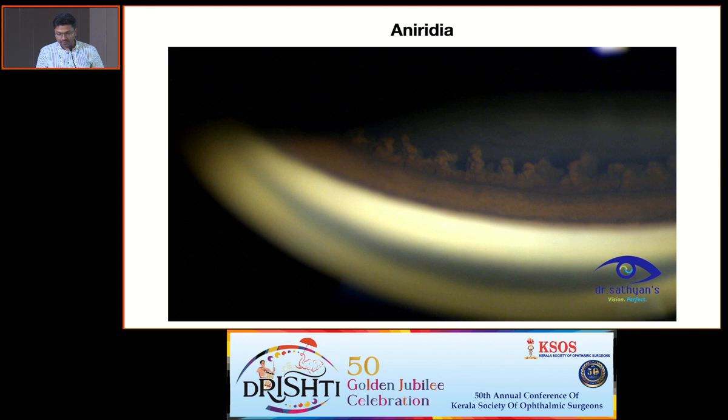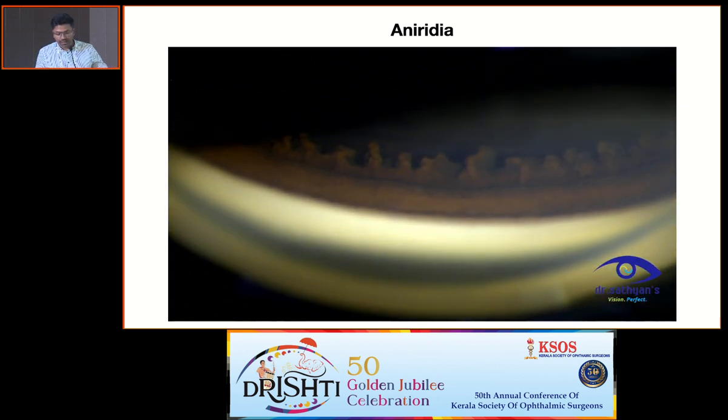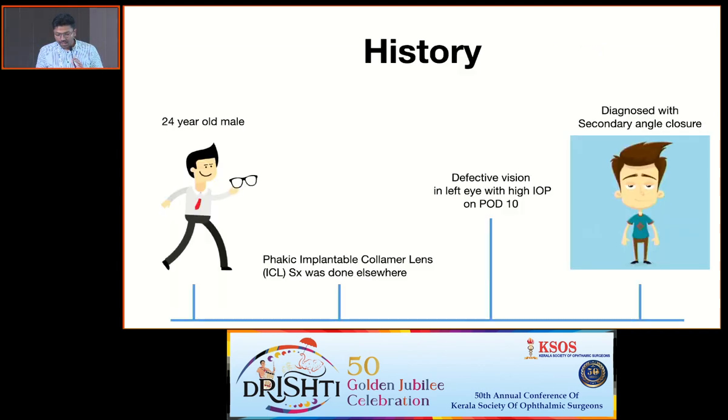One more aspect of this image is a beautiful image demonstrating a stump of iris. Along with that, you can see the ciliary processes. This is aniridia. In aniridia, just a stump of iris is there, and you can see the ciliary processes clearly, which will be beautifully seen in gonioscopy. And whenever you have a difficult scenario, this will reveal so many aspects.